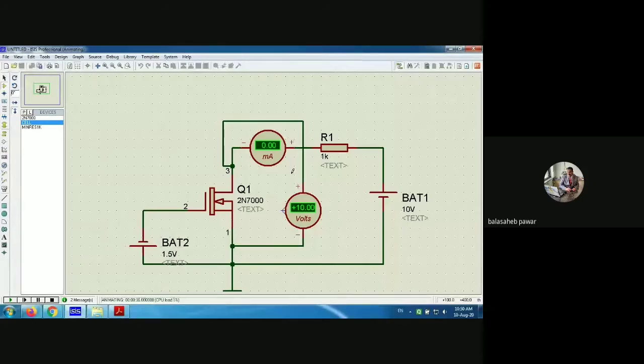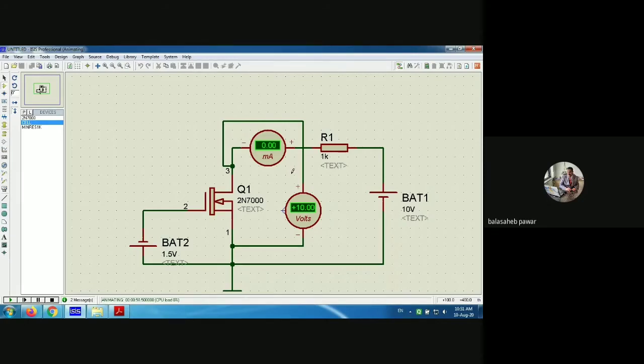Okay. So what is the conclusion? Our today's conclusion is what? For N channel FET or MOSFET, this E MOSFET, for N channel E MOSFET, the controlling voltage, that is VGS, input voltage, should it be positive or negative? It should be positive. Then conduction of this device will take place.